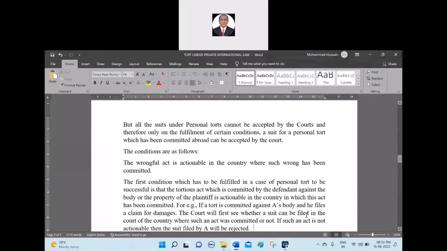The first condition which has to be fulfilled for a personal tort to be successful is that the tortious act committed by the defendant against the body or the property of the plaintiff is actionable in the country in which the act has been committed. For example, if a tort is committed against A's body and he files a claim for damages, the court will first see whether the suit can be filed in the court of the country where such an act was committed. If such an act is not actionable, then A's suit will be rejected.